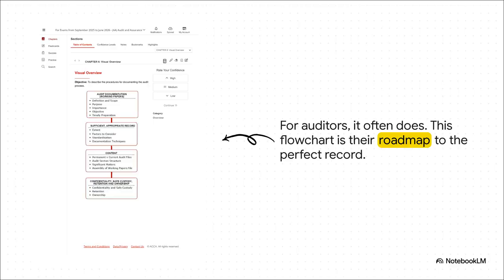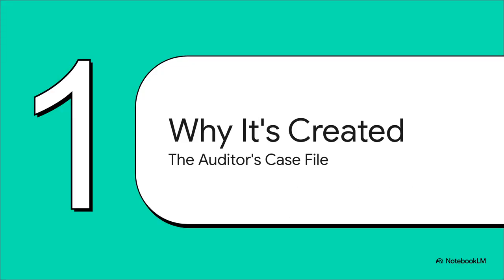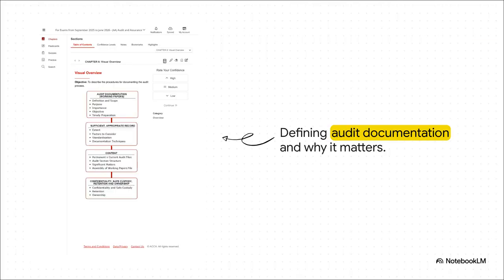Let's jump in. Okay, so let's start at square one. Why does this case file even exist in the first place? What is its actual purpose? Our roadmap starts right here with the absolute basics. This stuff, audit documentation or working papers as they're often called, it's not just about ticking a few boxes. No way. It's the official, undeniable record of the entire audit.